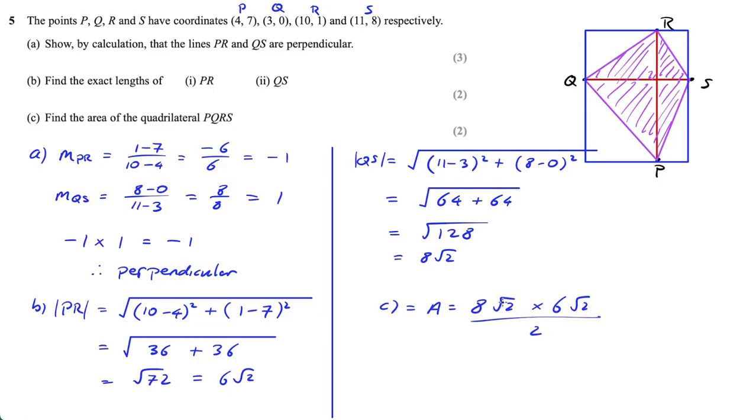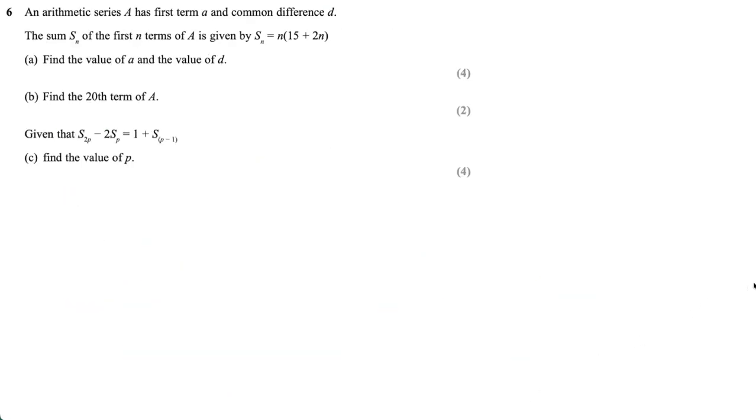8 root 2 times 6 root 2 divided by 2. Now root 2 times root 2 is 2, so those cancel, and I'm left with 8 times 6, which is 48. Okay, that, guys, is question 5.